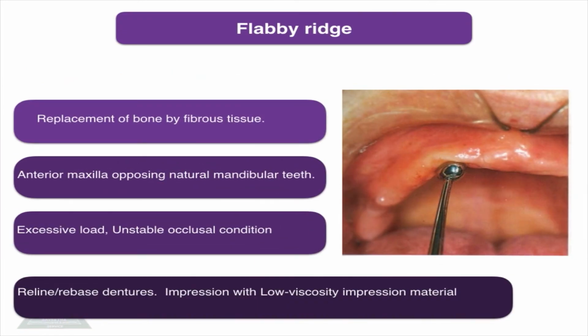Flabby ridge is nothing but the replacement of alveolar bone by fibrous tissue. It is more commonly seen in the anterior maxilla opposing the natural mandibular teeth. It is due to excessive load and unstable occlusal condition, and can be treated by relining or rebasing the denture base or modifying the impression with low viscosity impression materials.